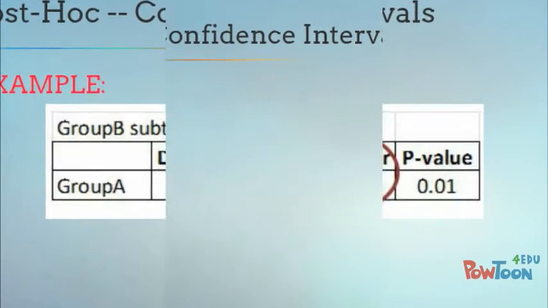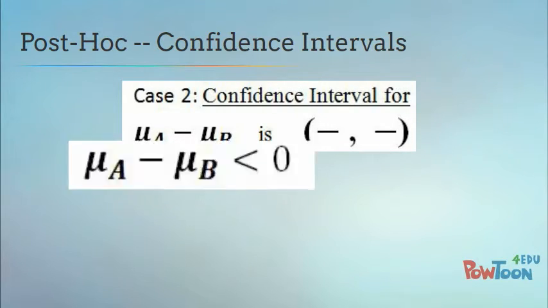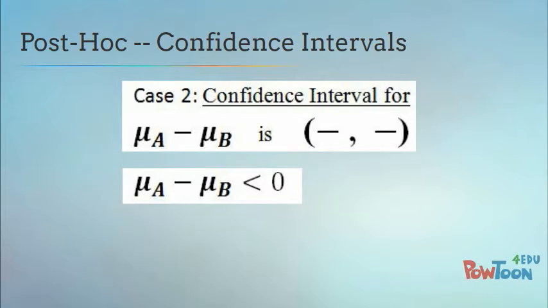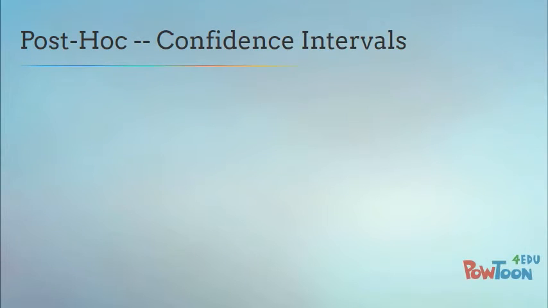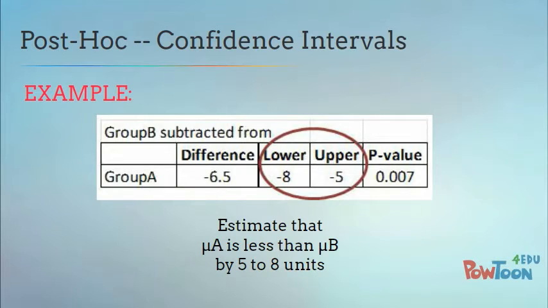On the other hand, if the confidence interval for mu A minus mu B consists completely of negative values, it means we are confident that mu A minus mu B is negative, which means mu A is less than mu B. Again, the values of the confidence interval estimate how large the difference is. For example, if the confidence interval for mu A minus mu B goes from -8 to -5, then we estimate that mu A is less than mu B by about 5 to 8 units.